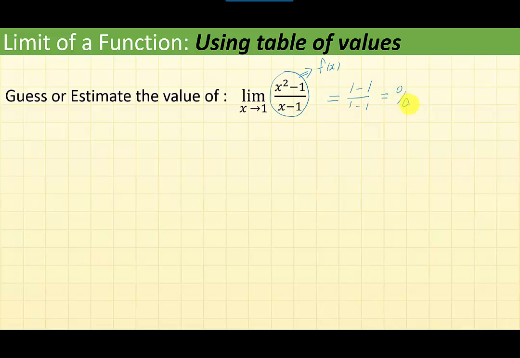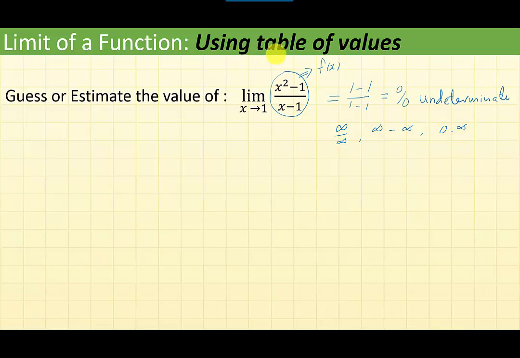0 divided by 0 is one of the indeterminate forms. There are some other indeterminate forms that you're going to see when you find limits, such as infinity over infinity, infinity minus infinity, 0 times infinity, etc.